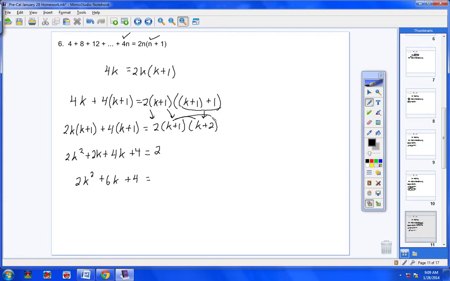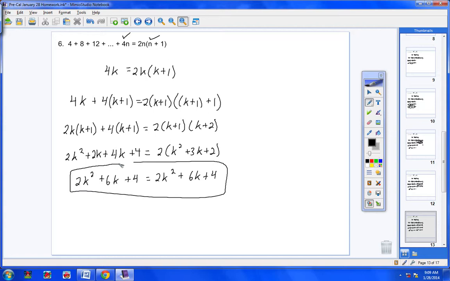K times k, k times 2, k times 1, 1 times k, 1 times 2. And I'll get out a really big expression here. Okay? And if I do that correctly, I will get this right here. K squared plus 3k plus 2. And now simply if you take your 2 and distribute your 2 through the parentheses, you will get this right here. And notice both sides are equal. So we did it. So very good.